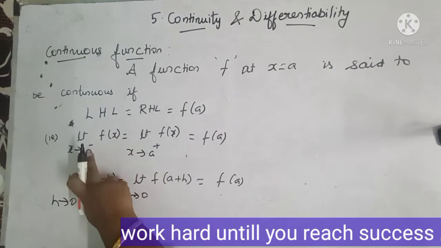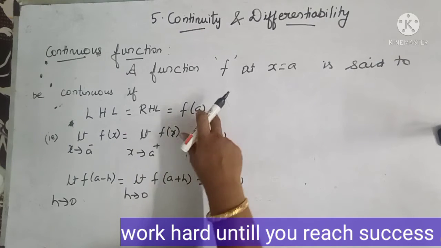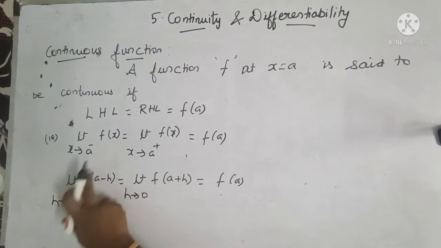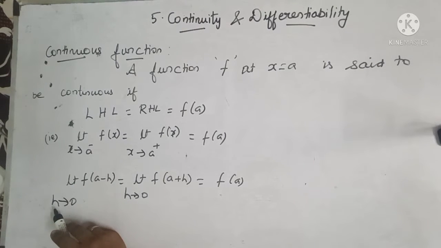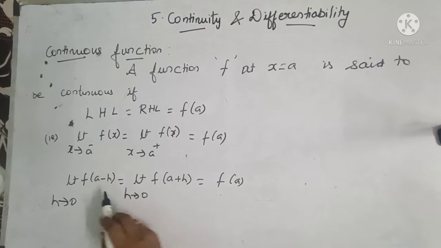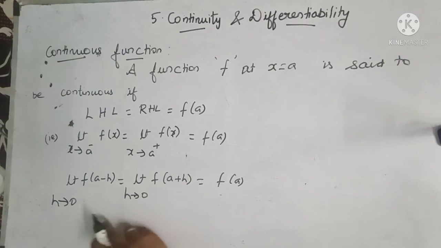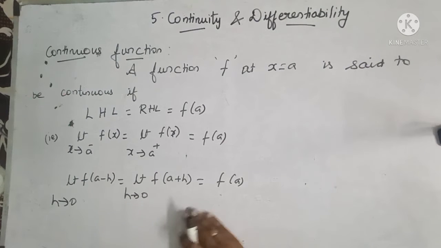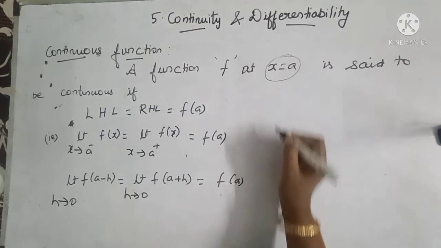what do you mean by left hand limit? Left hand limit is nothing but limit x tends to a minus f of x, is equal to right hand limit, which is limit x tends to a plus f of x, is equal to f of a. Now when we introduce h, instead of x, where h tends to 0, limit h tends to 0 f of a minus h is equal to limit h tends to 0 f of a plus h is equal to f of a. If we obtain left hand limit and right hand limit and f of a, all the three values as equal, then we say that the function is continuous at x is equal to a.